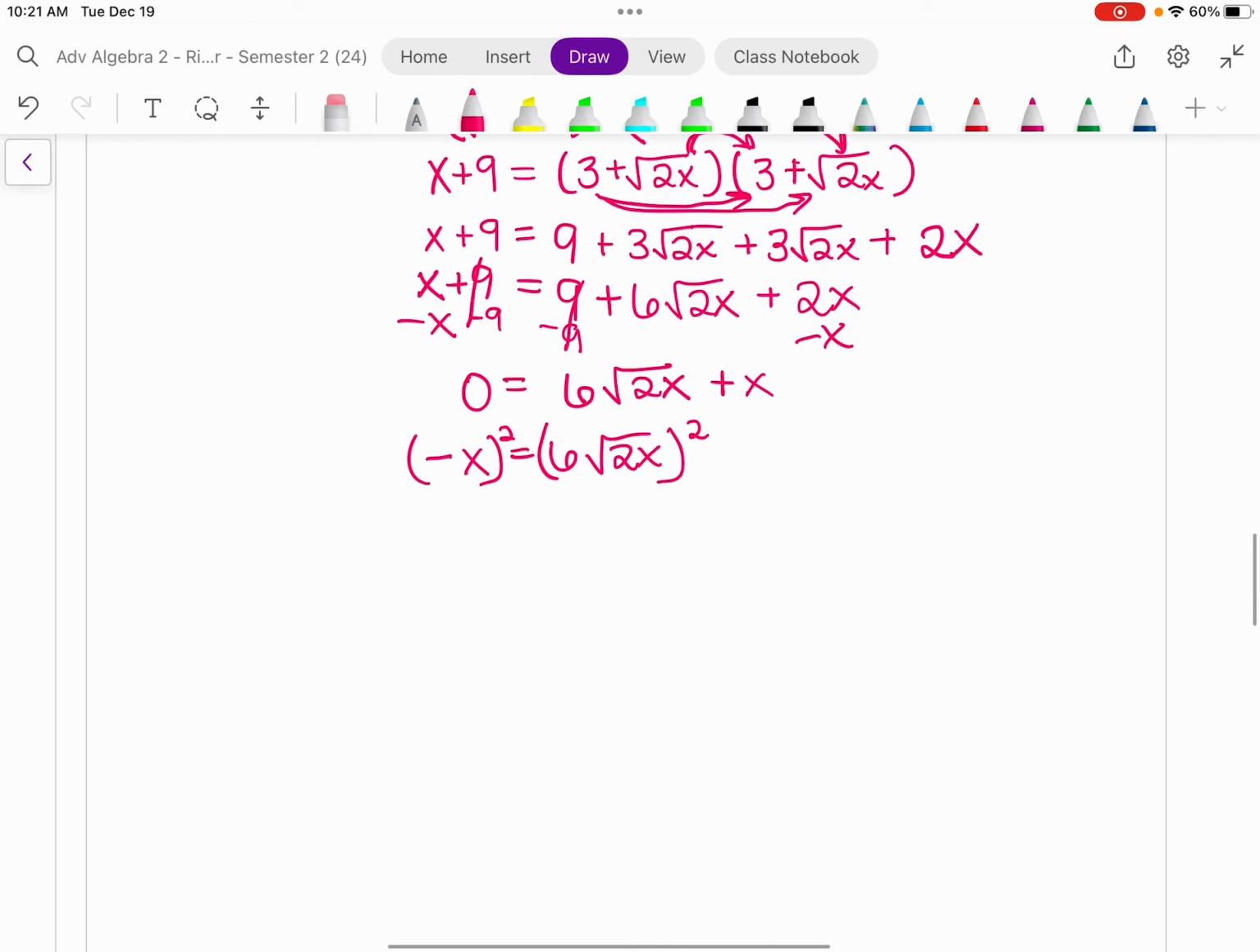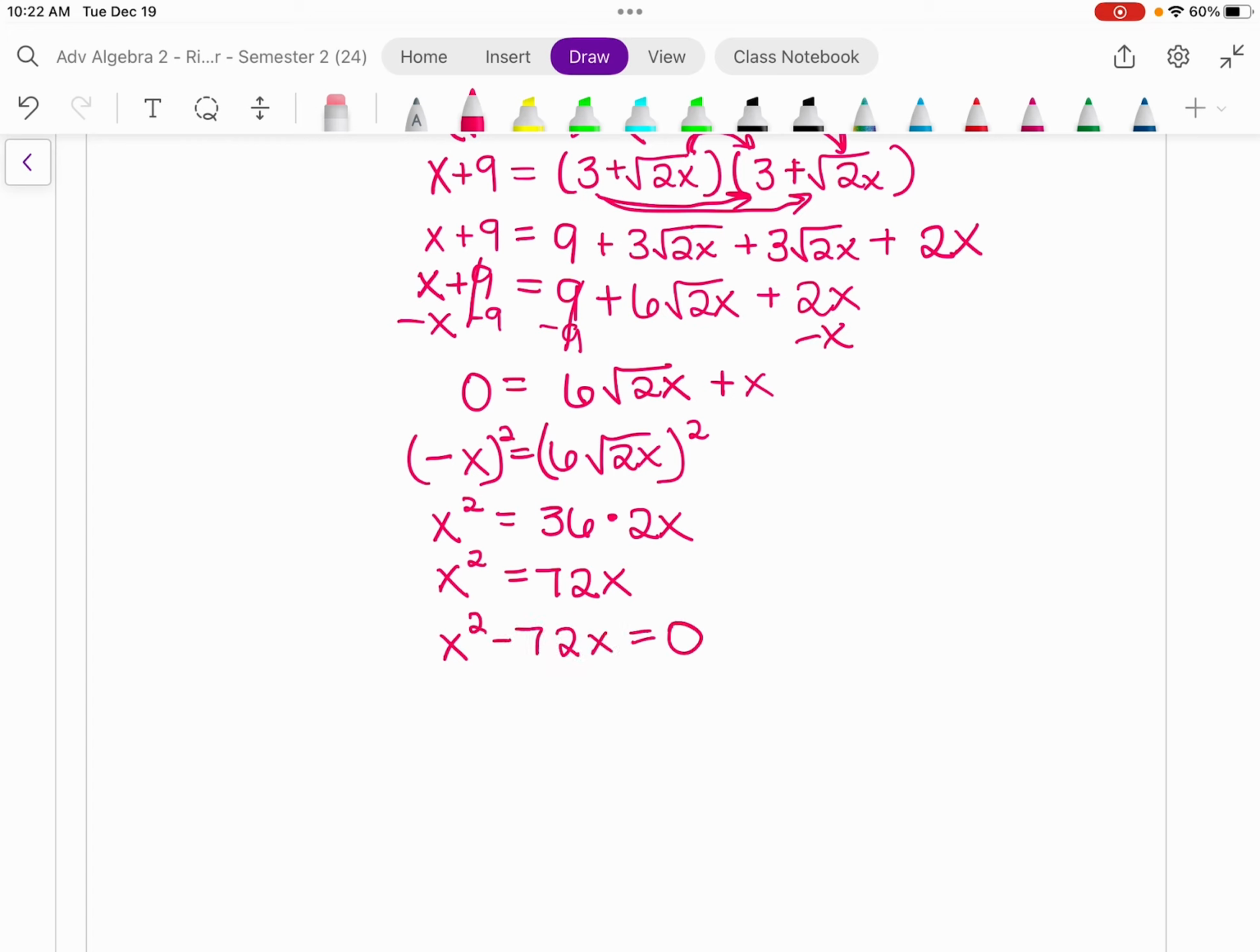Ew. Lots of things to do. So now I have x squared. 6 squared is 36. Square root of 2x squared is 2x. So then I have 72x equals x squared. No, I cannot take the square root of both sides. I cannot divide by x on both sides. Instead, since it is a quadratic, I set equal to 0. They both have an x in common, so I factor that out, where I'm left with x minus 72.